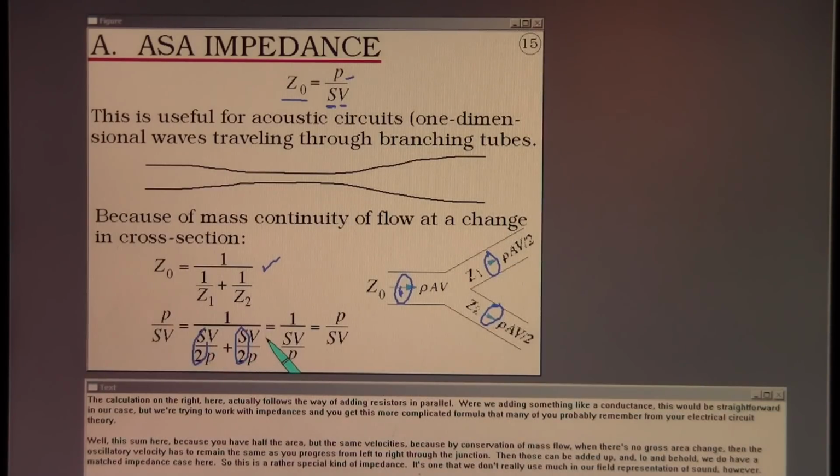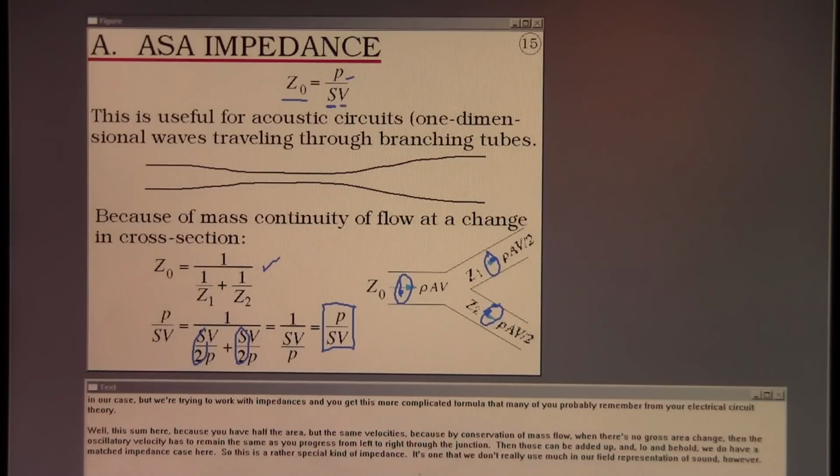sum here, because you have half the area, but the same velocities, because by conservation of mass flow, when there's no gross area change, then the oscillatory velocity has to remain the same as you progress from left to right through the junction. Then those can be added up, and lo and behold, we do have a matched impedance case here. So this is a rather special kind of impedance. It's one that we don't really use much in our field representation of sound, however.